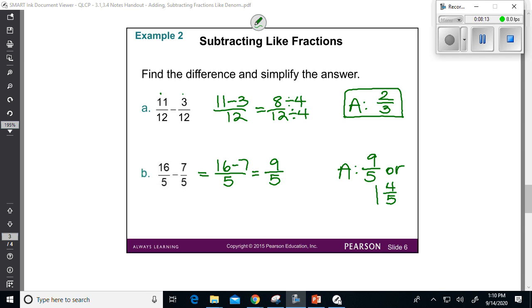Remember, it's not required to change it to a mixed number unless the problem asks you to. If it doesn't ask, then don't do it. But for those of you who did, there's the work that you should have done. Questions, adding or subtracting? Any questions, adding or subtracting?